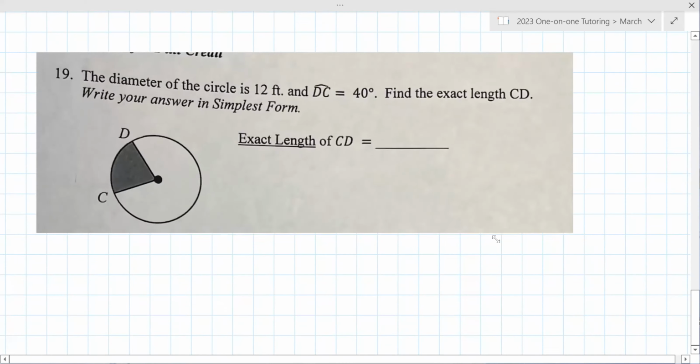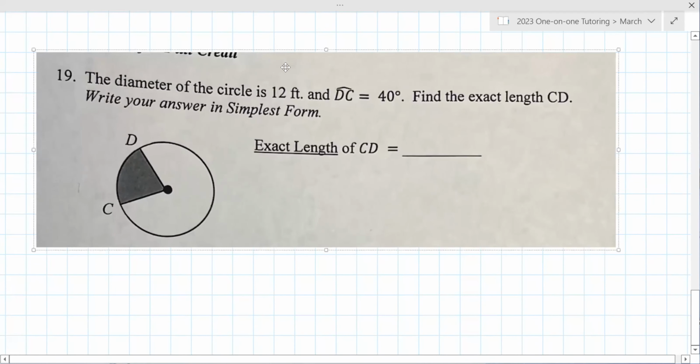All right. The diameter of the circle is 12 feet. That means the radius is 6. Usually you need the radius more than the diameter. It says the arc from D to C is 40 degrees. Find the exact length CD, exact length of CD.